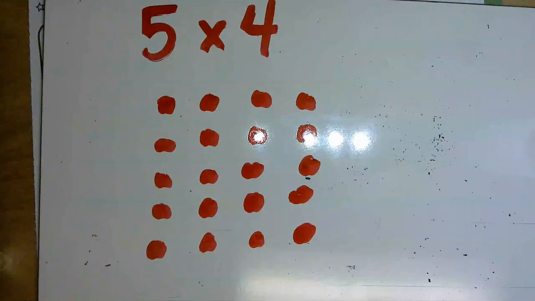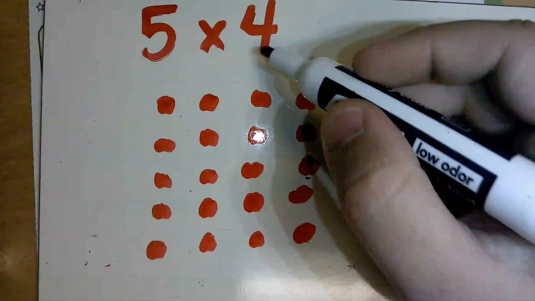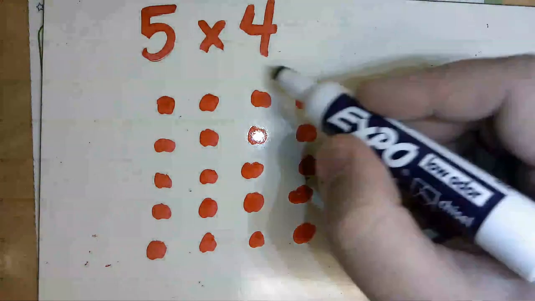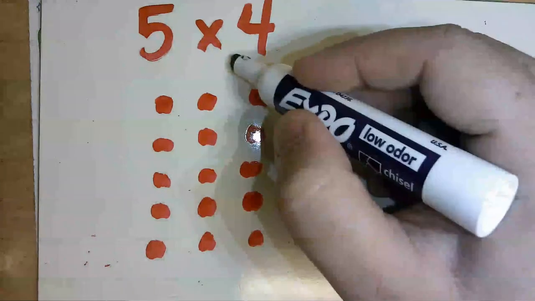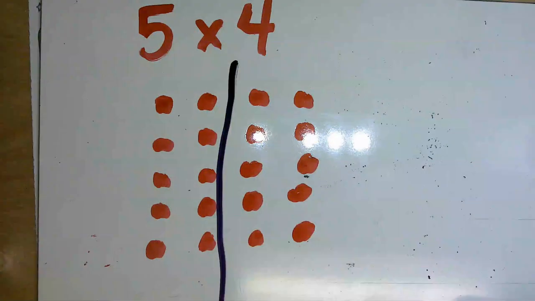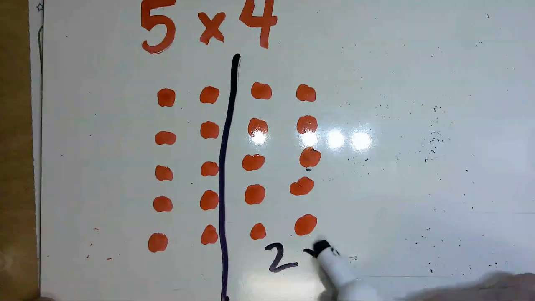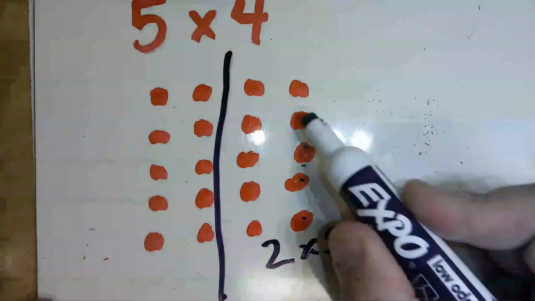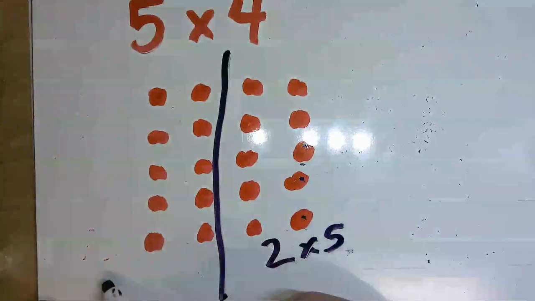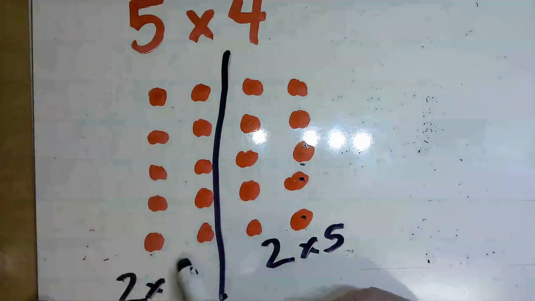Well, I see my 4s, and I know that I could break 4 into 2 different groups: 1, 2, and 1, 2. So this time I'm going to cut it down the middle like this. Well, what now do I have? Well, I've got 1, 2, and I've got times 5: 1, 2, 3, 4, 5. And over here, I've got the same 1, 2 times 5.